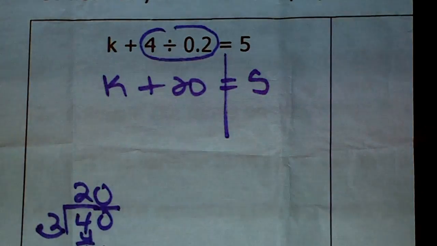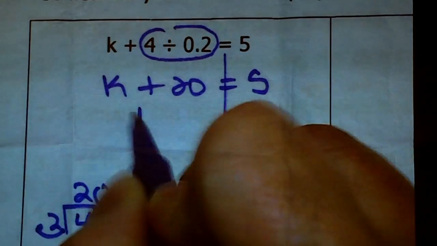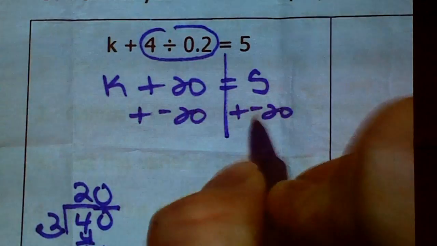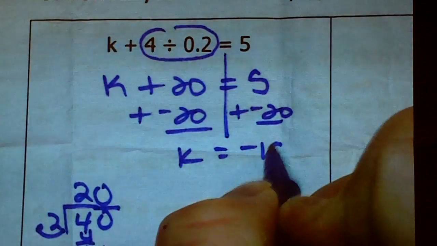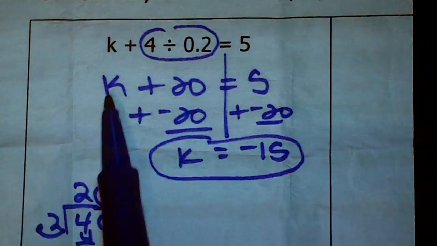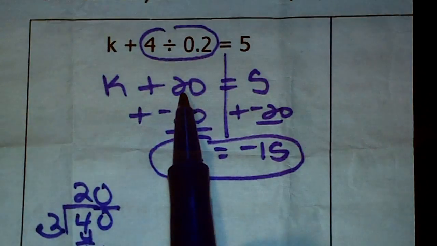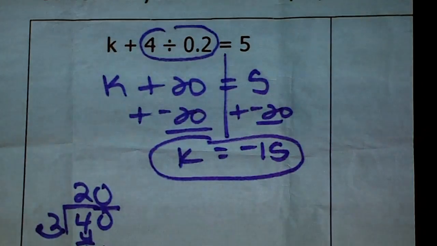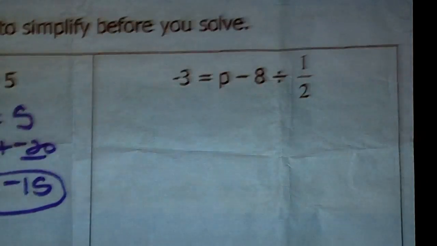Now this is a nice one. This is what I'm talking about. All we need to do is add a negative 20 at this point, and we can see k is equal to negative 15. And if you take negative 15 plus 20, don't you get 5? Yes, it's right. Woohoo! Okay, next one.